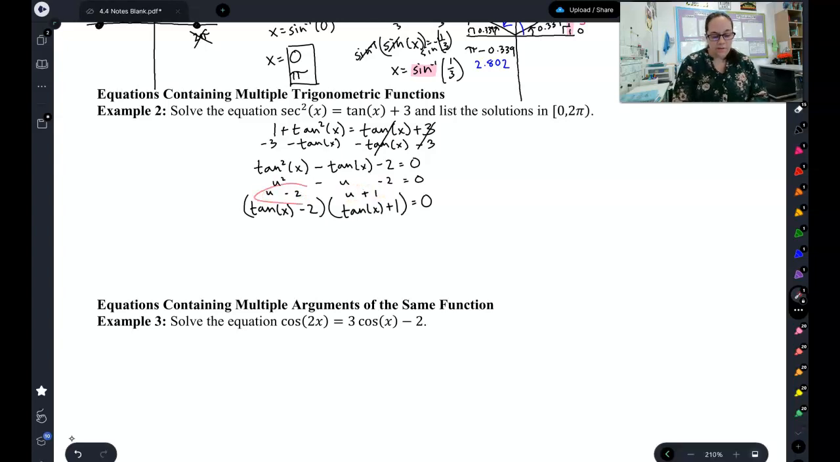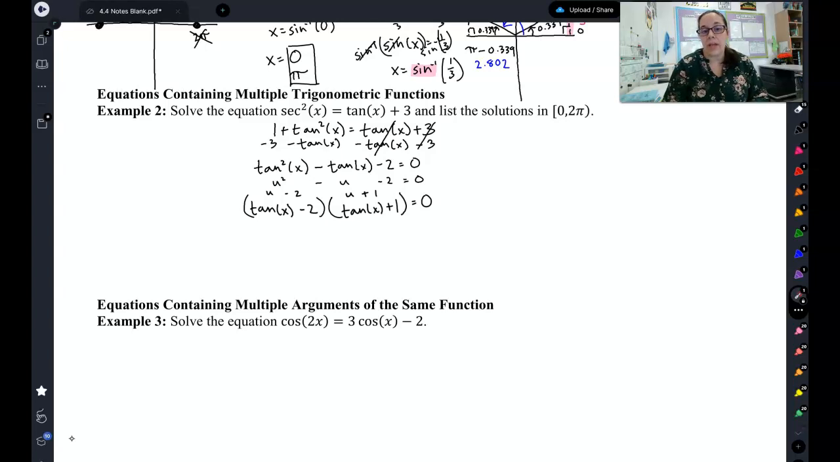So now that I've got it factored as u minus 2 and u plus 1, I can put the tangents back in anywhere there's a u. So instead of u minus 2, this becomes tangent of x minus 2. And instead of u plus 1, it's tangent of x plus 1. And now you're fully factored. Once you're fully factored, then you're going to set each factor equal to 0 and solve them individually.